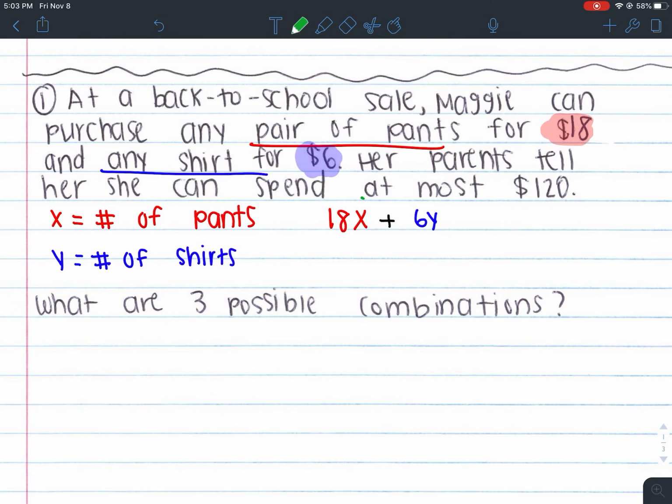Okay, and then it says at most 120. So does Maggie have to spend $120? No, she can spend less than $120. She doesn't even have to spend any of the $120. She could just pocket the money, right?